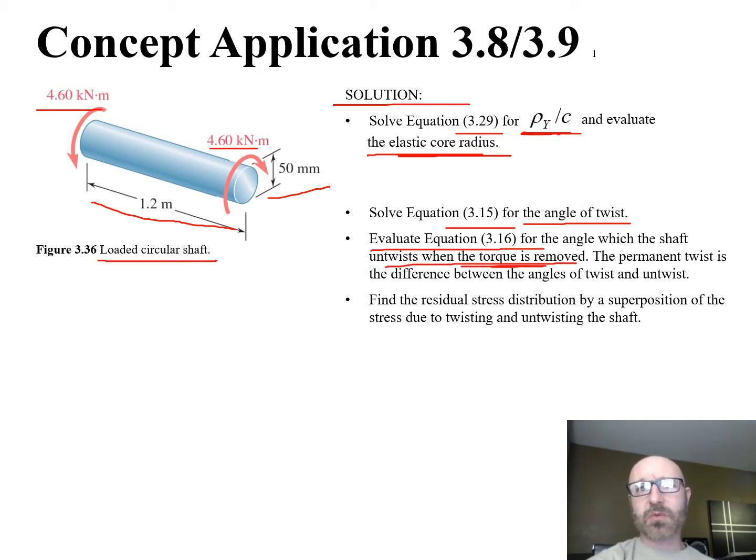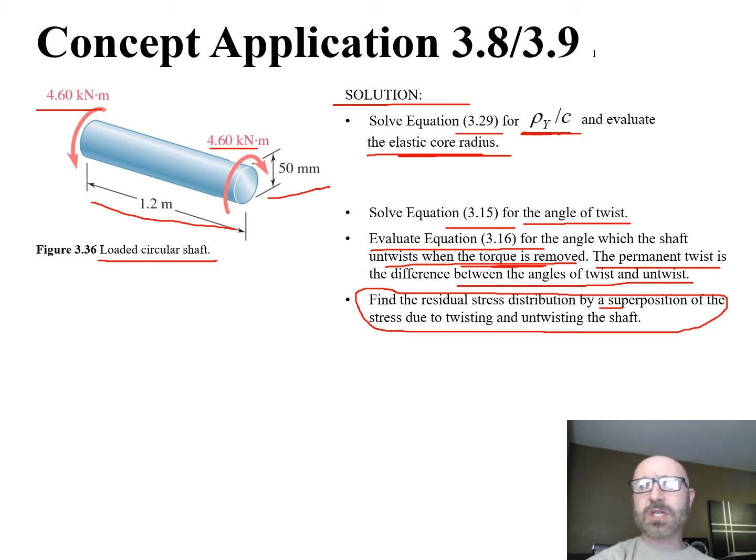They tell us the torque is going to be removed. And from that, I can then get my permanent twist that they asked me to solve for, which, I recall, again, is the difference between the angles of the twist and the untwist. And finally, I remember in the last part they asked me to solve for the residual stresses and the distribution. We could use that superposition that we looked at earlier in the module, of the stress due to twisting and untwisting the shaft.